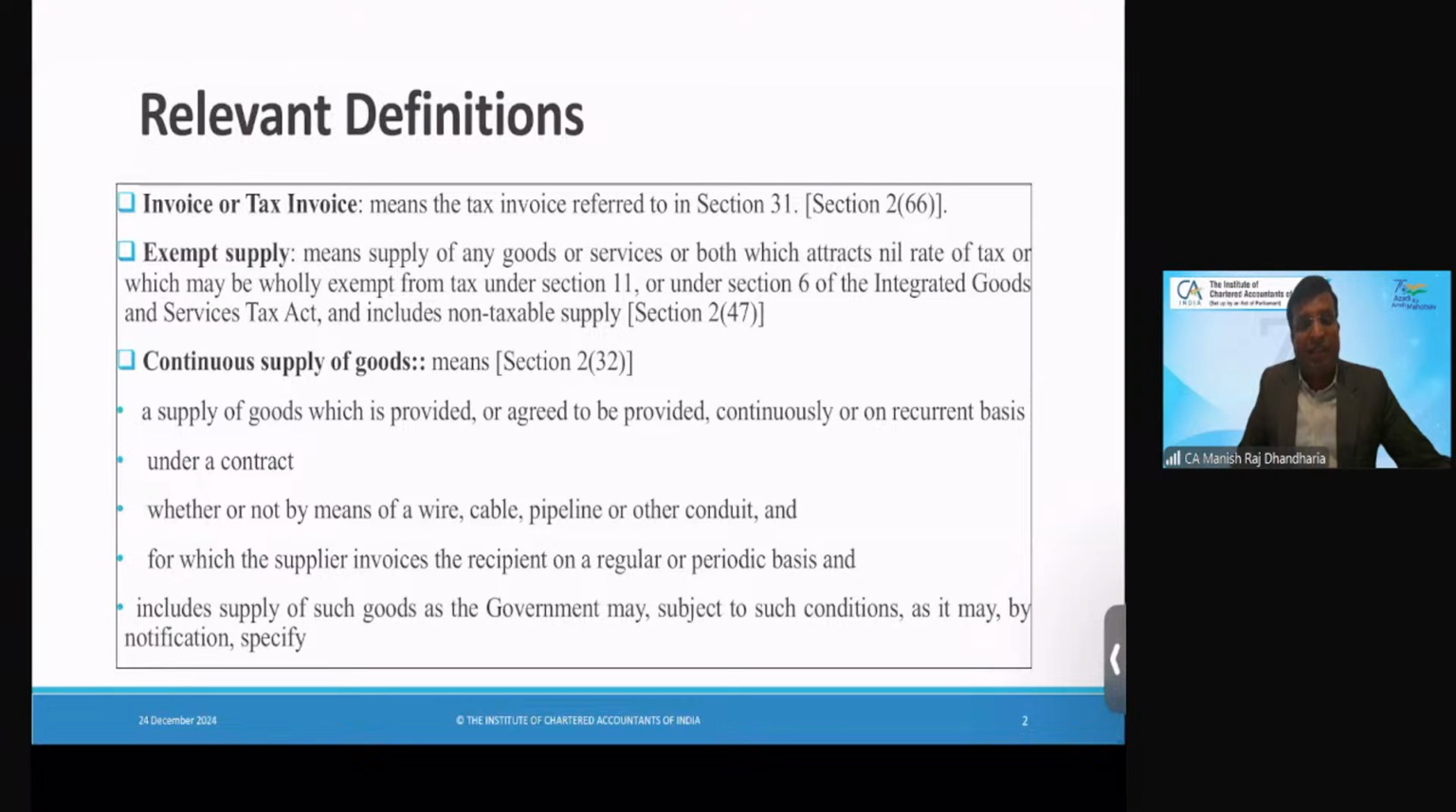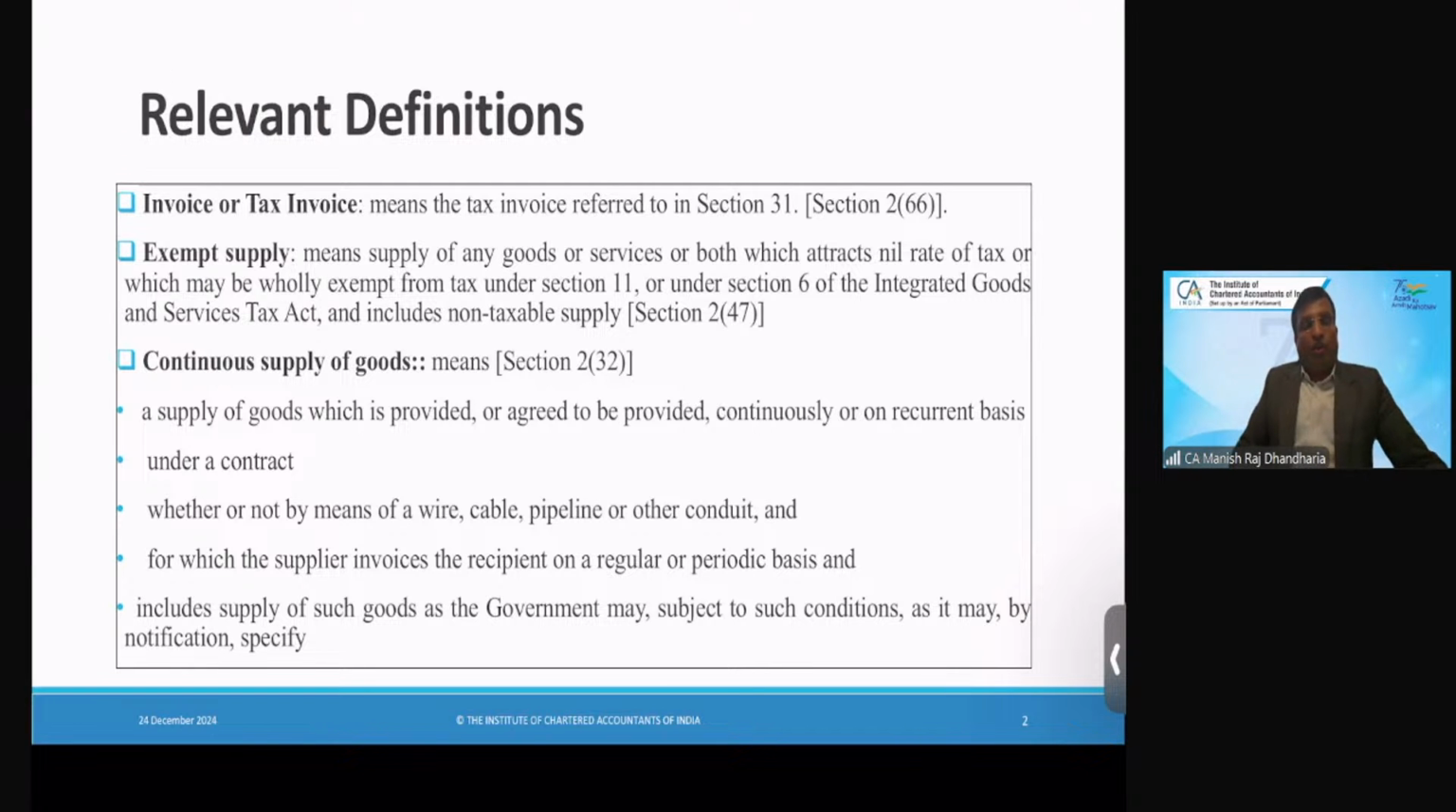It means the supplies which are outside the purview of GST, Schedule 3 items, all those are also included in exempt supply. Because when we will be discussing the provisions of tax invoice, there is a separate concept for the exempt supply. The document that will be issued for exempt supply is a little different. That's why we should know the meaning of exempt supply.